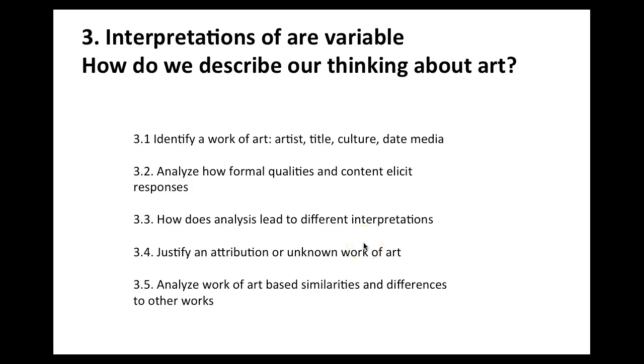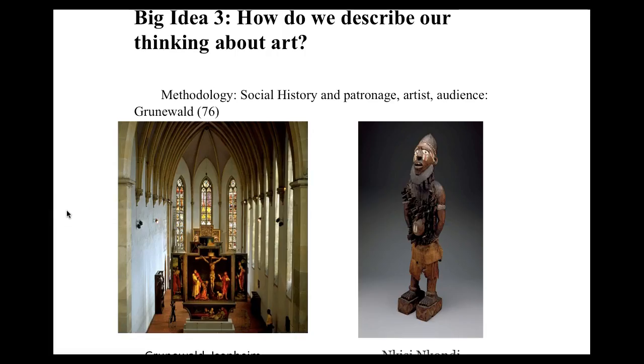Then we have big question number 3. How do we describe our thinking about art? So identifying a work of art, giving the title, the artist, the culture, and the media and date. We're also analyzing how formal qualities and content elicit responses. How does the analysis lead to different interpretations? You're also justifying an attribution of an unknown work of art. And you're analyzing a work of art based on similarities and differences to other works. So how do we describe our thinking about art?